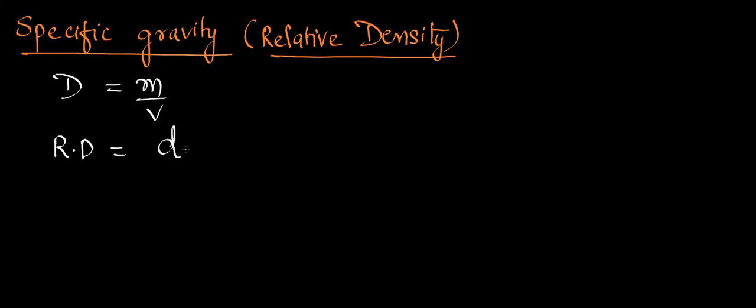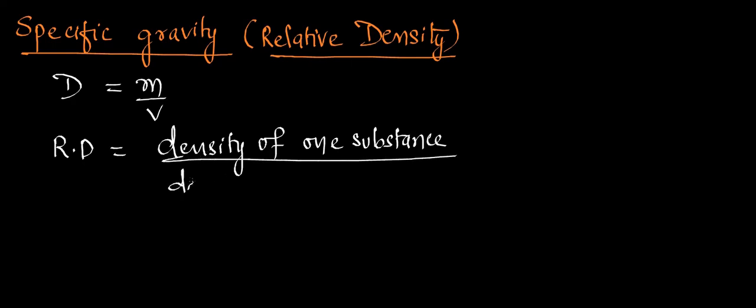Relative density means density of one substance with respect to density of another substance. What is that another substance generally we use? That is water. Okay. But suppose I want to find the relative density of milk, then what I have to do? Density of the milk in numerator, density of water in denominator. Getting my point?